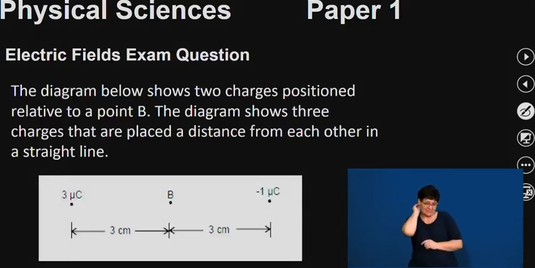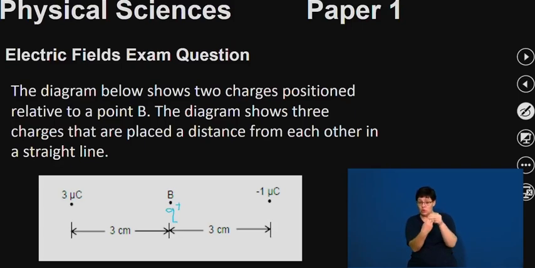Okay, but now the other questions may be based on electric field at a point in terms of the net. Sometimes it can be net electrostatic force at a point due to more than one charge in space. So the diagram below shows the charges positioned relative to B. The diagram shows 3 charges that are placed at a distance from each other in a straight line. So these are collinear. Now, if, for argument's sake, we talk about point B, and at point B, we place a test charge. The test charge is always positive, remember, because that's a unit positive charge.